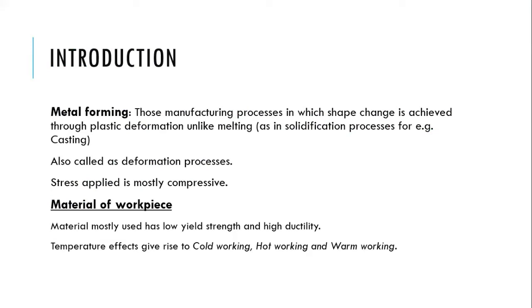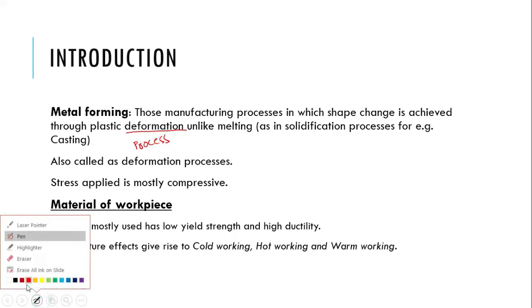So what is metal forming? Metal forming process, it is also known as the deformation process. So the metal forming process is basically the kind of the manufacturing process in which shape change is achieved by plastic deformation by applying the stresses.